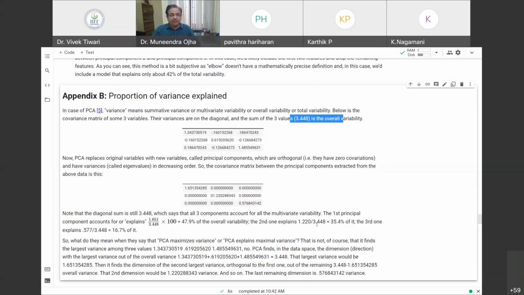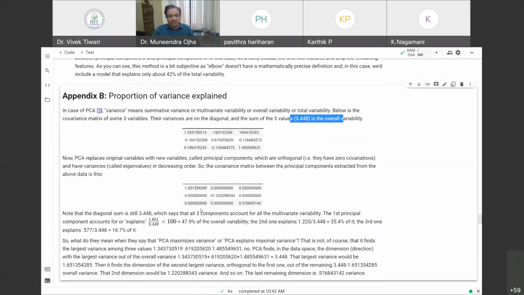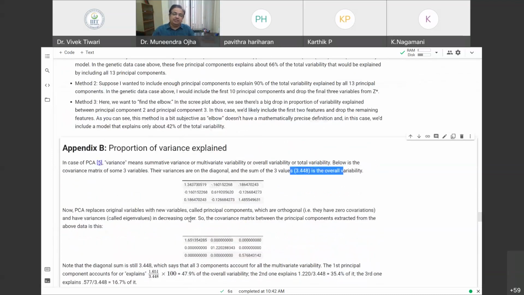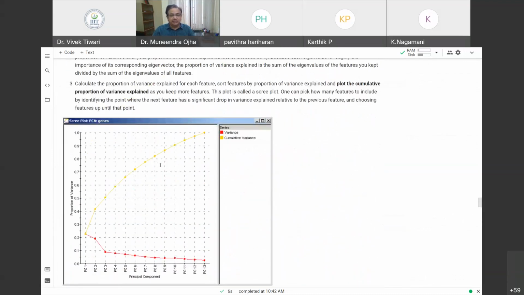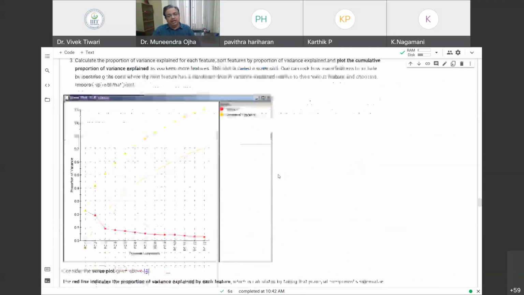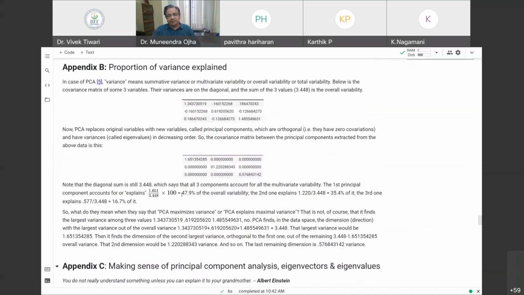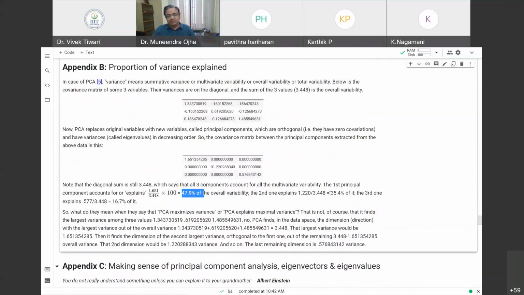When you add these two together, how much do you get? Of course, it is more than 80%. So if your target is, let's say, in this second example, suppose you want 80% of total variability explained, you take the first principal component and the second principal component. With the first and second, this is 47%, this is 35%. I think it will give you more than 80%, right?